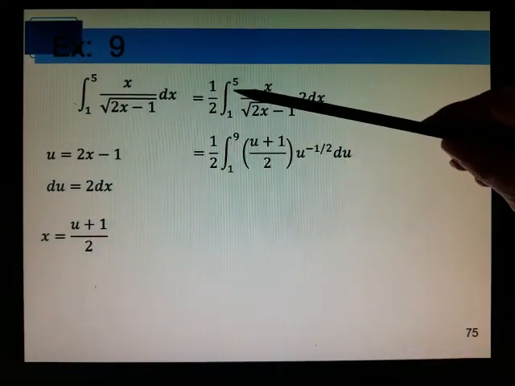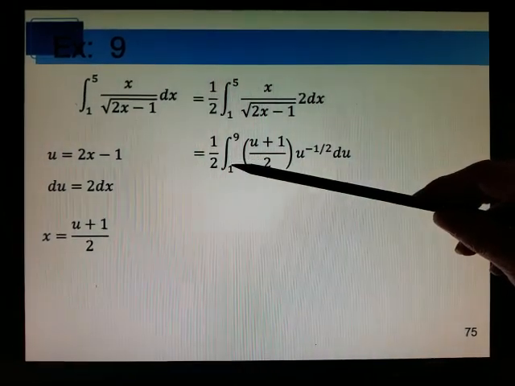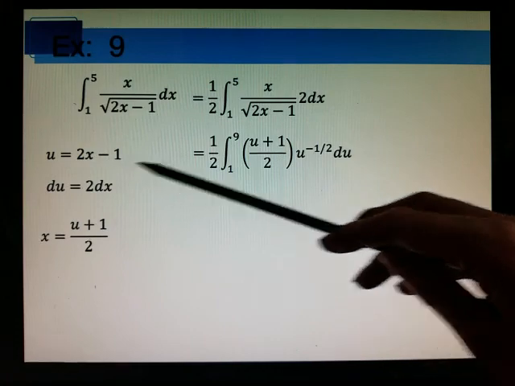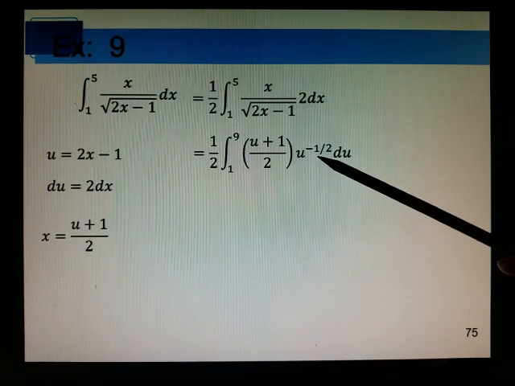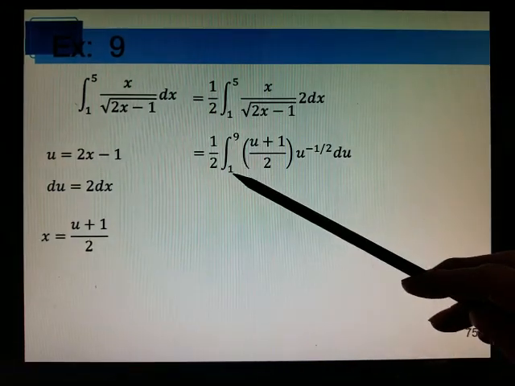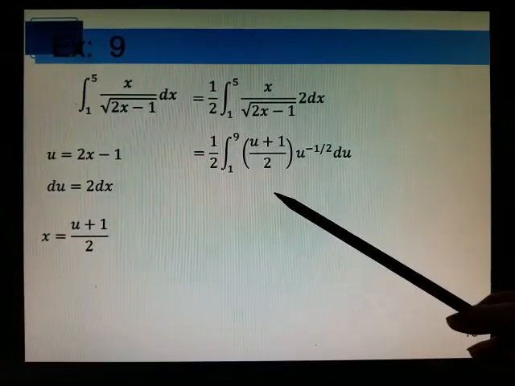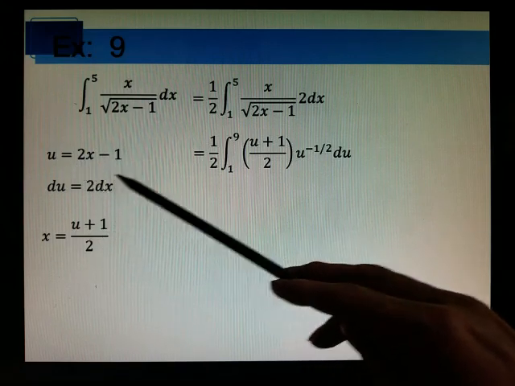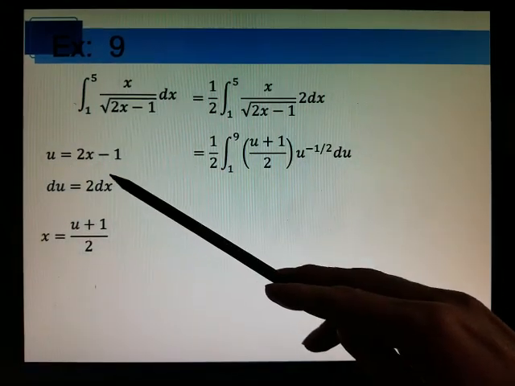Now notice I went ahead and changed my numbers already. See, this was for x. 5, 2 times 5 minus 1, that's 9, which is now for the u. And 1, 2 times 1 minus 1, that's 1. So when I integrate this, I do not have to plug back in for this x right here. I do not have to plug in 2x minus 1 for the u.